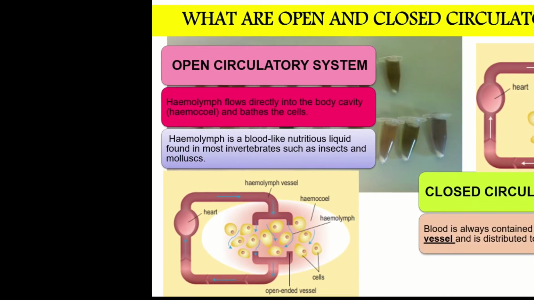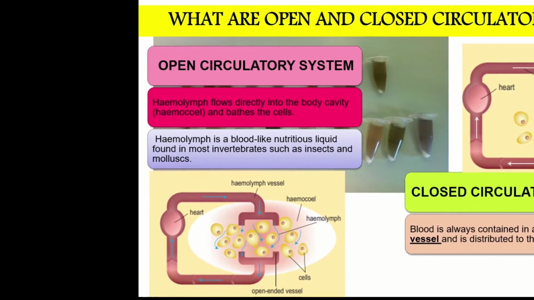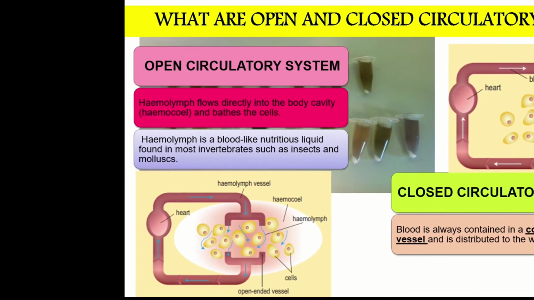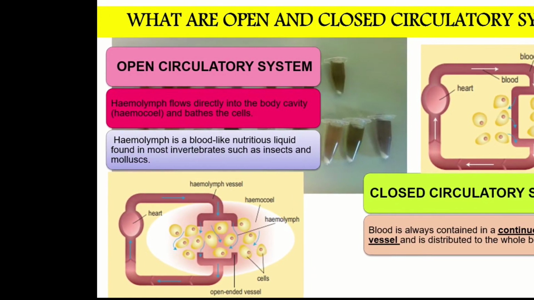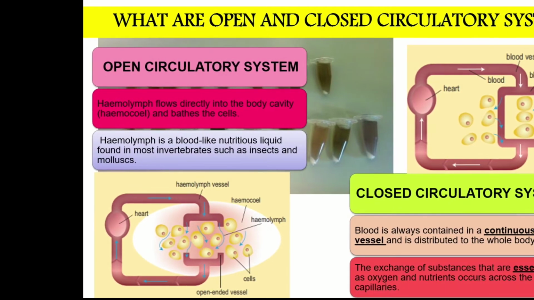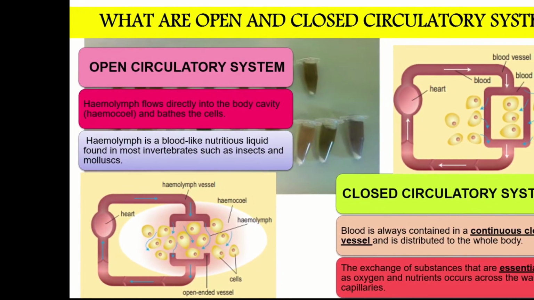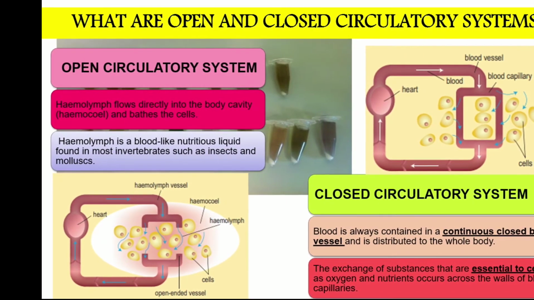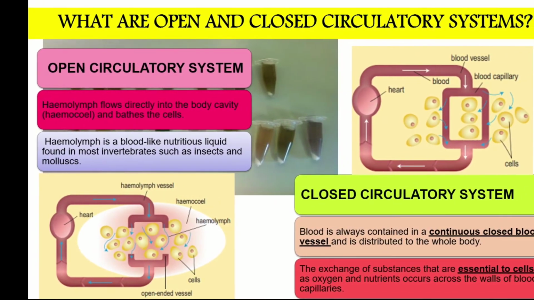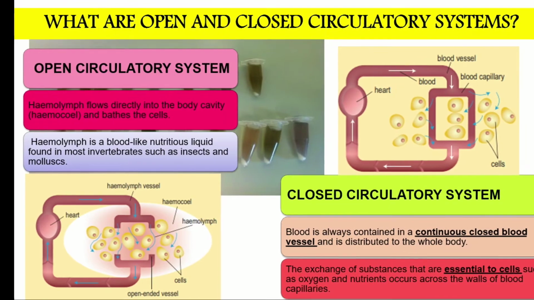The closed circulatory system: the blood is always contained in continuous closed blood vessels, and then it will be distributed to the whole body. The exchange of substances that are essential to the cell, such as oxygen and nutrients, will occur across the wall of the blood capillary.